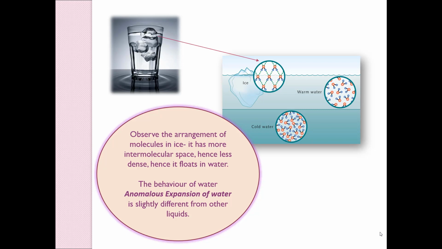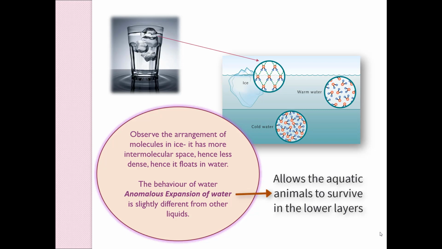The anomalous expansion of water is actually a blessing for the aquatic animals. It allows the aquatic animals to survive in the lower layers when in the winter season the upper part of the water bodies turns into frozen ice. The lower layers of water are still in the liquid state and the aquatic animals can comfortably survive there.